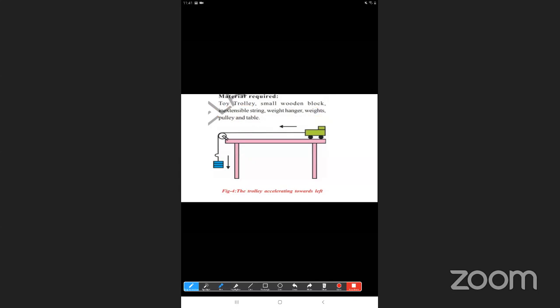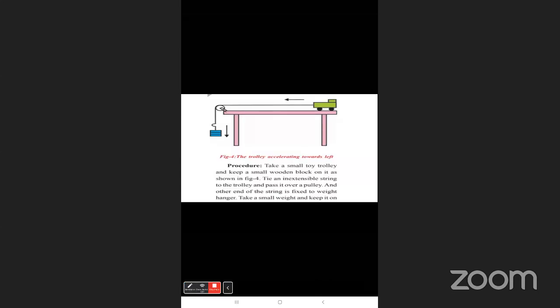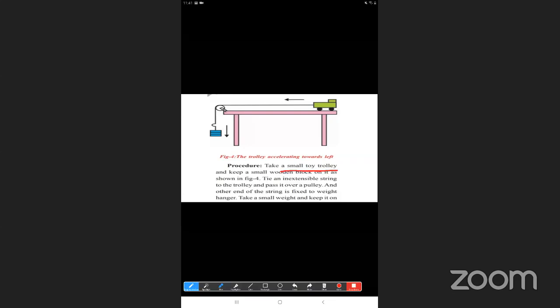Okay. Now, first of all, we need to take one small toy trolley and keep a small wooden block on it. We are taking this as a toy trolley. You can observe this. This is a toy trolley here. And here we are keeping one small wooden block upon it. Here, this is a wooden block.